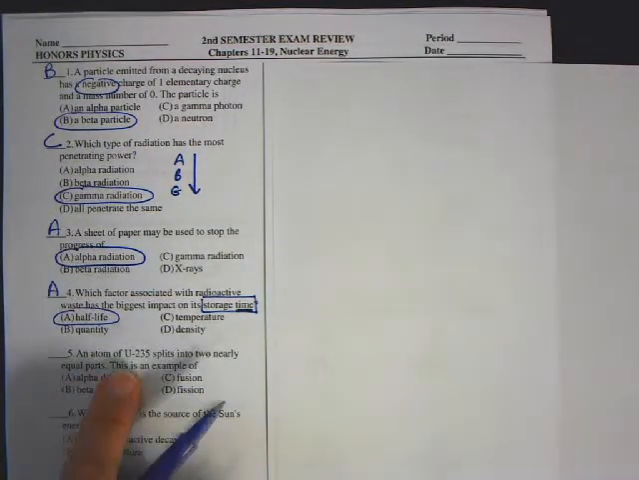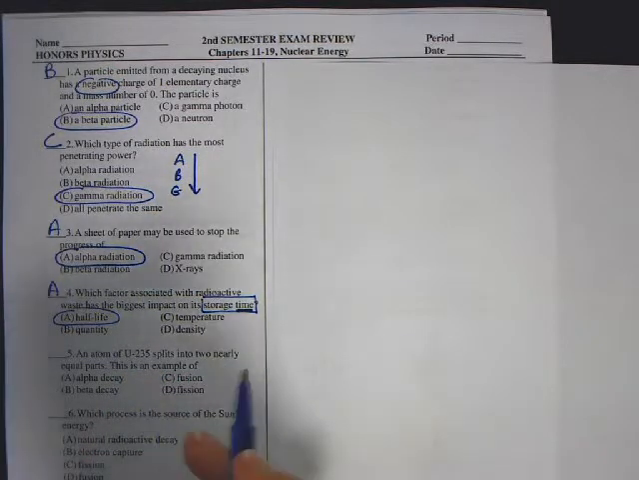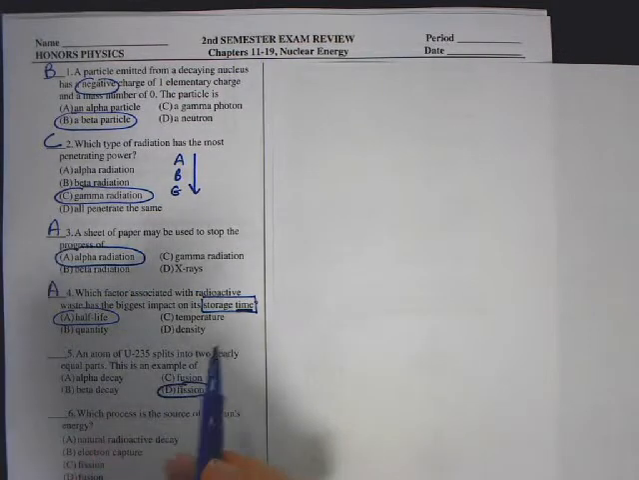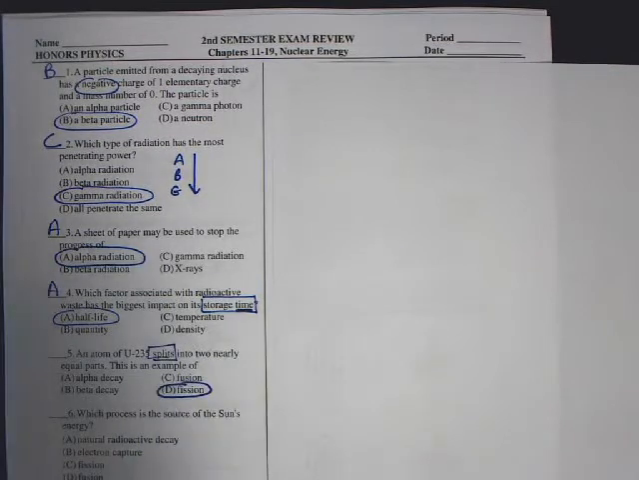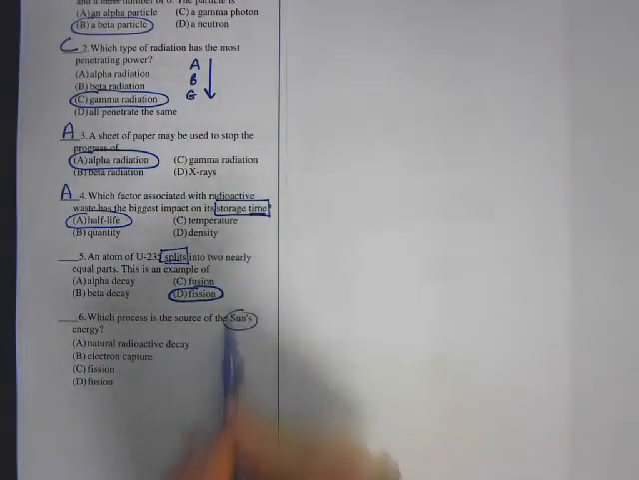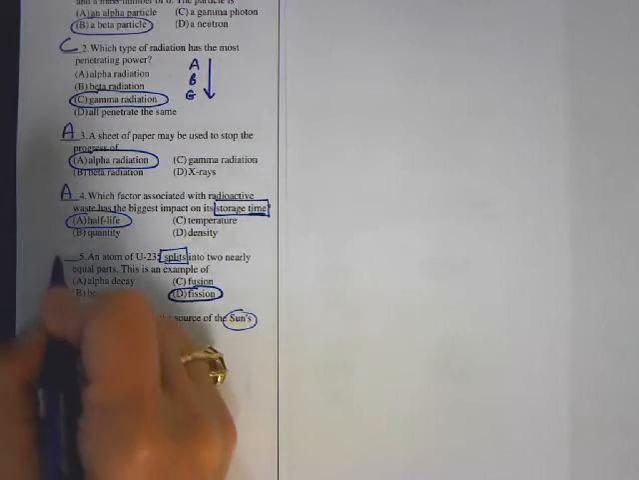Number 5, an atom of uranium-235 splits into nearly 2 equal parts. This is an example of fission, and the key word here is splits. So remember, whenever you're reading any question in any class, always look for that key word. Number 6, which process is the source of the sun's energy? So the energy from the sun is thermonuclear fusion, and the answer there is D.